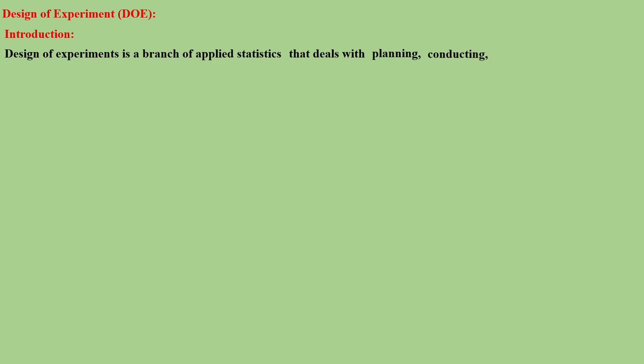Then conducting: according to the planning, you have to conduct the experiment. You have to carry it out according to the planned design, and the collected data, whatever it is, must be used properly and consistently in that experiment. So that is conducting. Then analyzing, where you use various statistical methods.